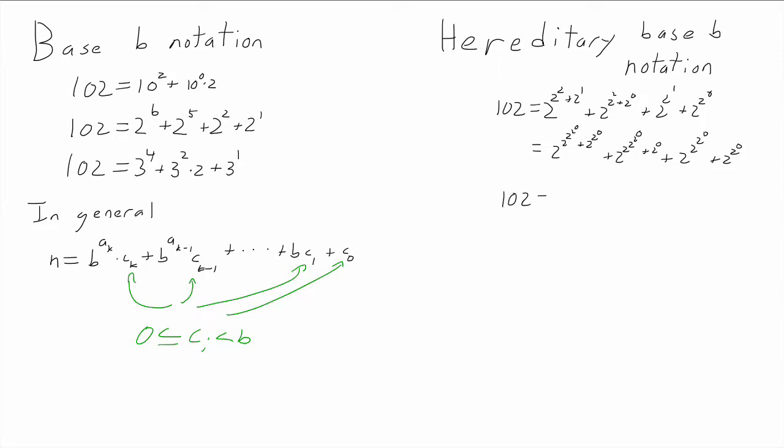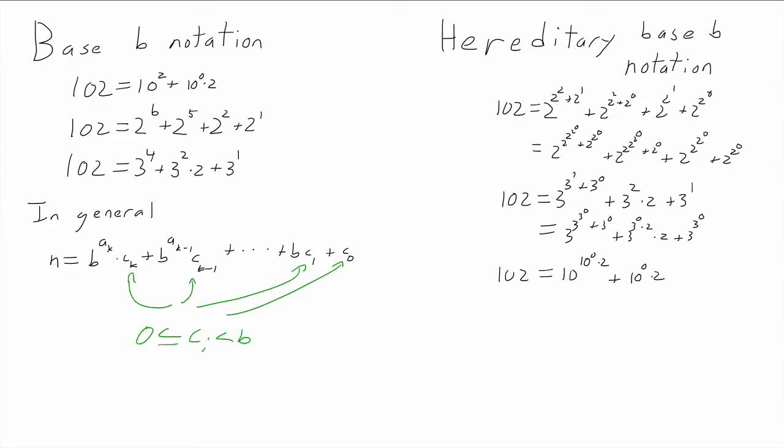And in hereditary base 3, 102 is 3 to the 3 to the 1 plus 3 to the 0, plus 3 to the 3 to the 0 times 2, plus 3 to the 3 to the 0. In hereditary base 10, 102 doesn't change much. It's 10 to the 10 to the 0 times 2, plus just 10 to the 0 times 2.